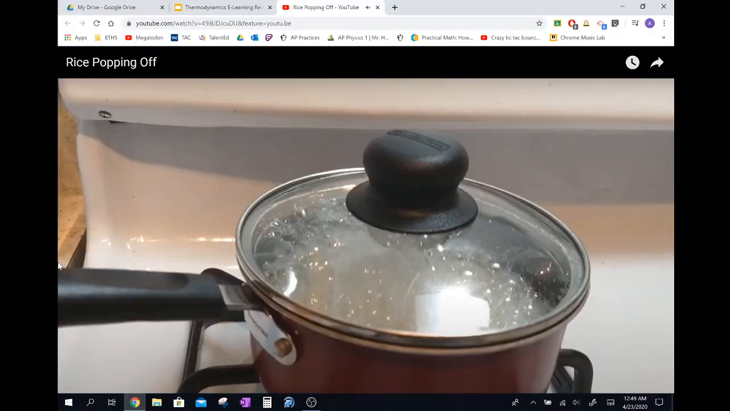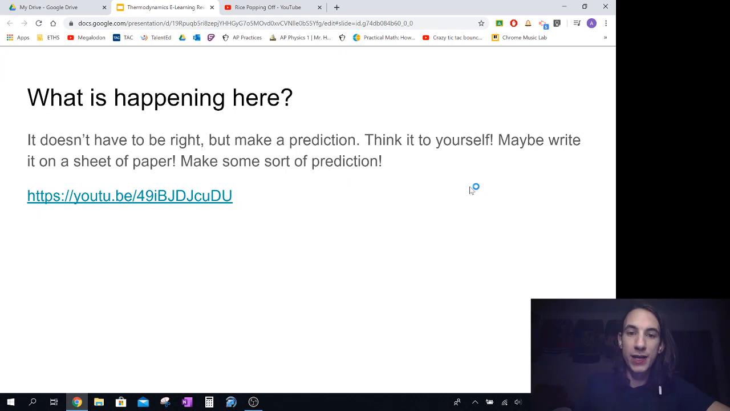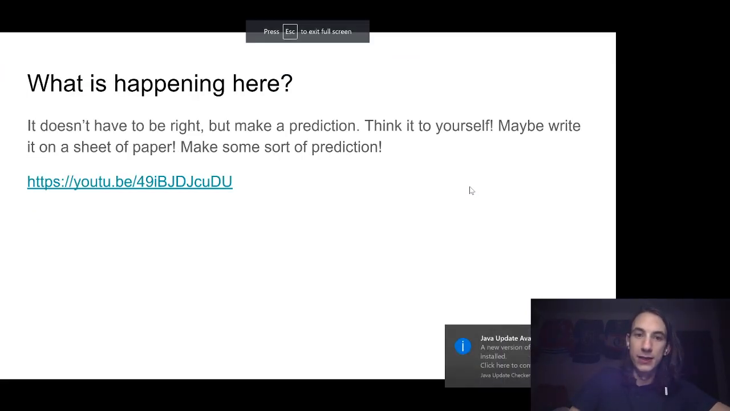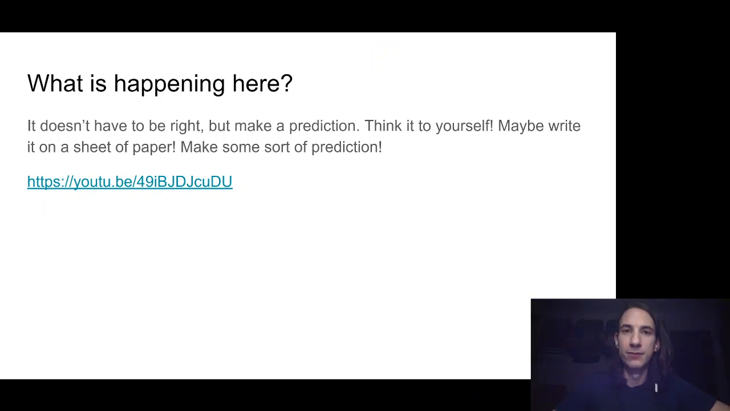So yeah, you get the idea. Sure, it's bubbling, but what I care about is that it was rattling. That lid was moving. This lid went from not moving at all to having a little bit of motion. It went from 0 velocity to some velocity. So what I want you to do really quick is make a prediction. If you want to just think it to yourself, go for it. If you want to write it on a sheet of paper and then burn it, whatever. Don't burn paper. Make some sort of prediction, think about what's happening.